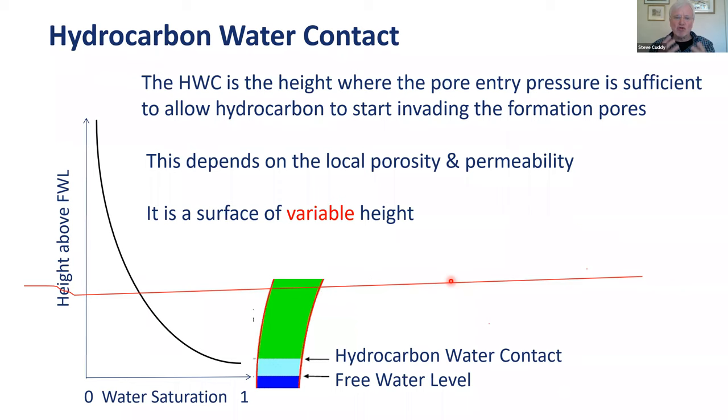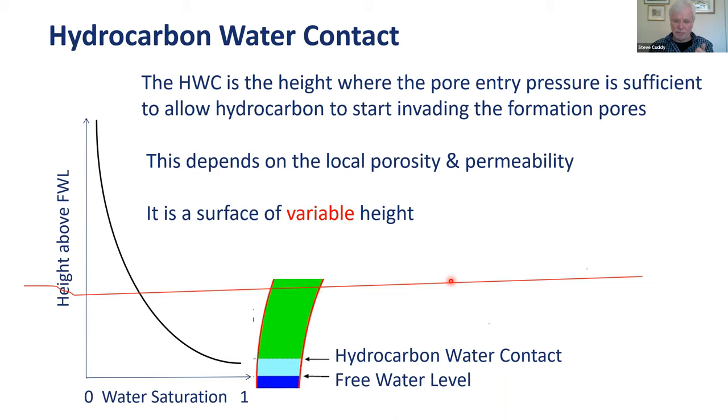Contrast that with the hydrocarbon water contact, which is at the height where the pore entry pressure is sufficient to allow hydrocarbon to start invading the pores. Now, this will depend upon the local porosity and permeability. So therefore, it is a surface of varying height. And the formation could be fully saturated for hundreds of feet above the free water level, as I will explain. So forget about the hydrocarbon water contact. For reservoir modeling, first of all, we need to know the free water level.